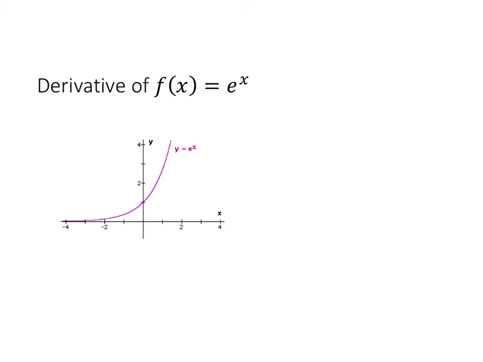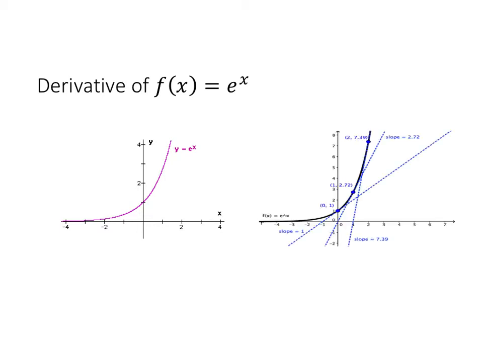So let's look at the graph and see what we can get for the derivative by looking at the slope at various points. If we look at the slope, we're going to discover something rather interesting. Notice this first slope line right here, and it crosses e to the x at 0, 1. Well, it just so happens the slope of that is 1. And the next point, the slope is 2.72, and that is at 2.72. And then the next one, the slope is 7.39, and that is at 7.39.